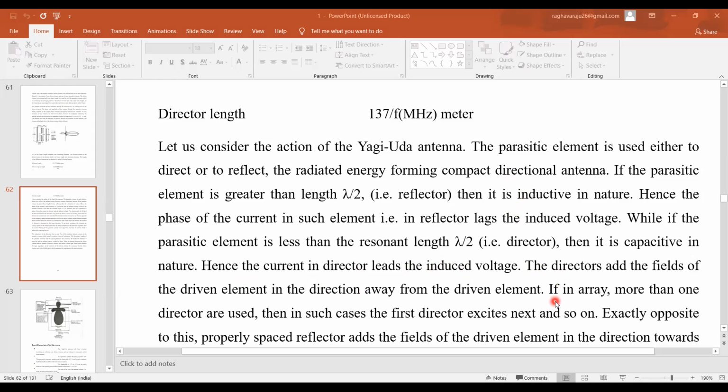If in an array more than one director is used, then in such a case the first director excites the next, and so on. Exactly the opposite to this, a properly spaced reflector adds the field of the driven element in the direction towards the particular length.